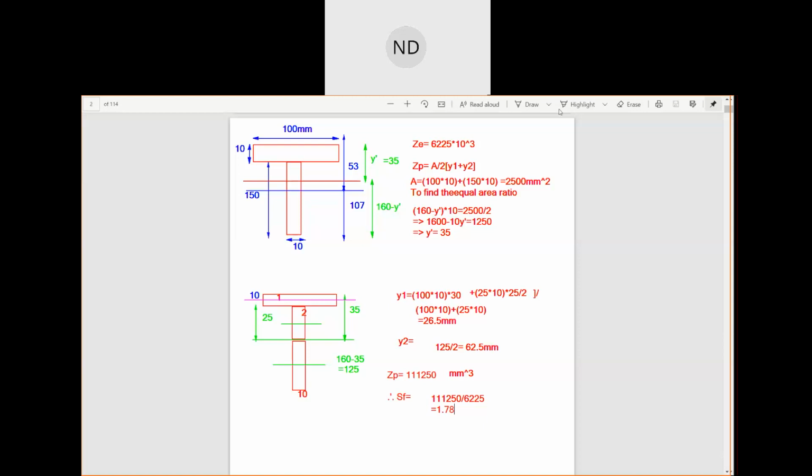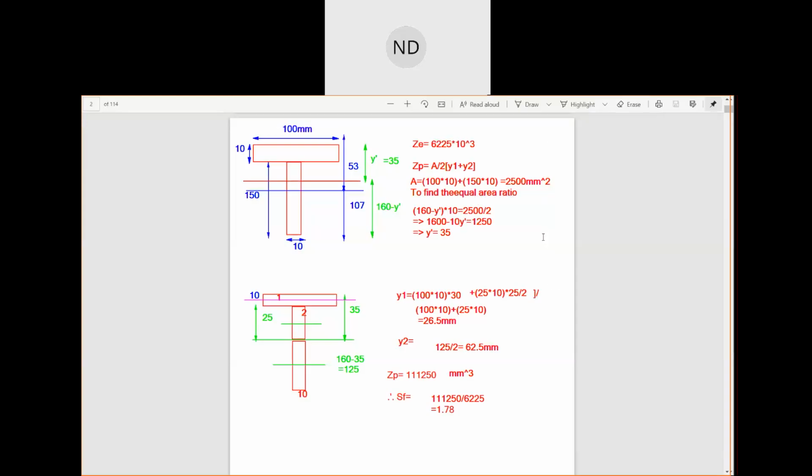Okay. Yes. Full screen. Open. Okay, done. Shape factor, everybody has got? 1.78.